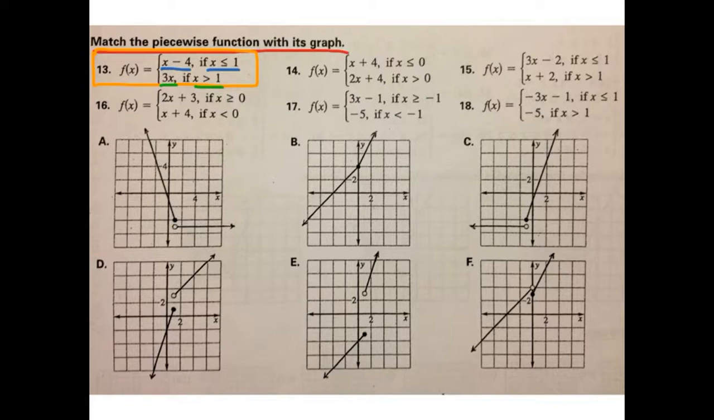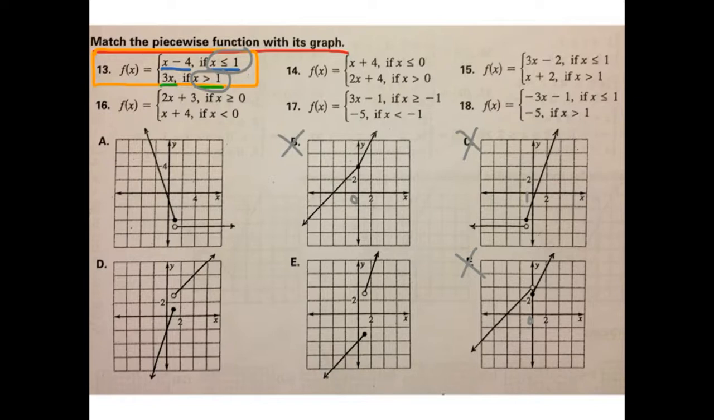Since 1 seems to be my breaking point between the two pieces of the function, I'm going to look for a graph which breaks at x equals 1. I can eliminate B, it looks like it breaks at 0. I can eliminate C, it appears to break at -1. I can eliminate F as well because it appears to break at 0. So I've narrowed it down to A, D, and E as the 3 graphs that have a break at x equals 1.